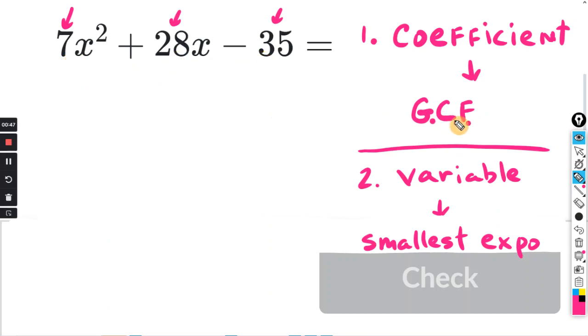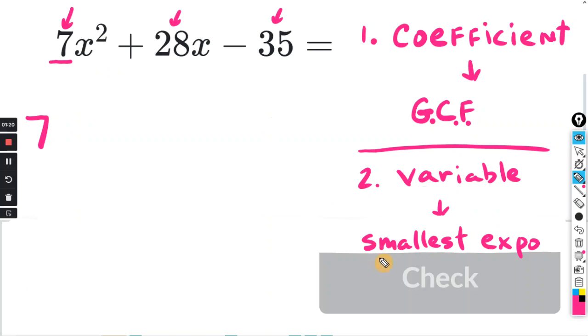And in order to find the greatest common factor, you can write out all the factors, but the quickest way is to look at the smallest number of the three, so that one is 7, and see if the other numbers are divisible by 7. I know you can do 28 divided by 7, and you can do negative 35 divided by 7. So if the two larger ones are divisible by the smallest one, that number is the greatest common factor, so I'm going to factor out a 7 to start with.